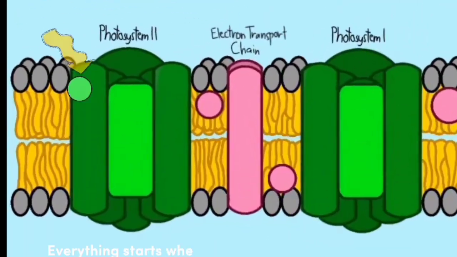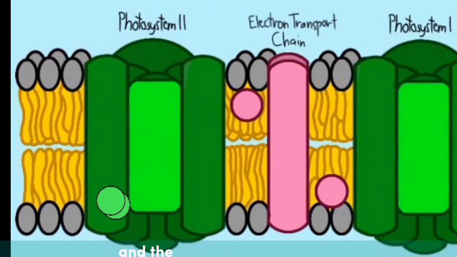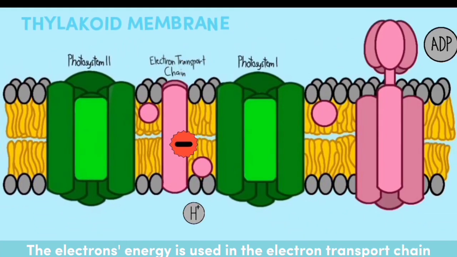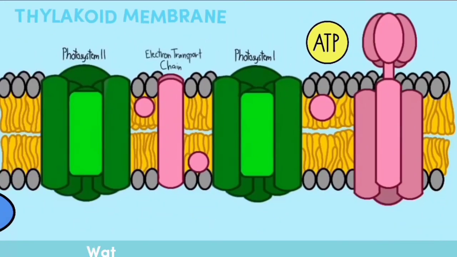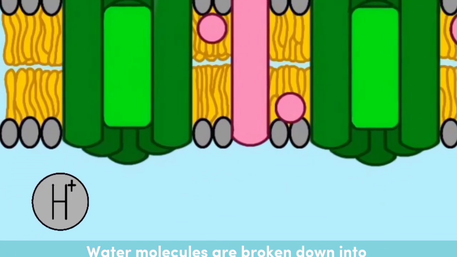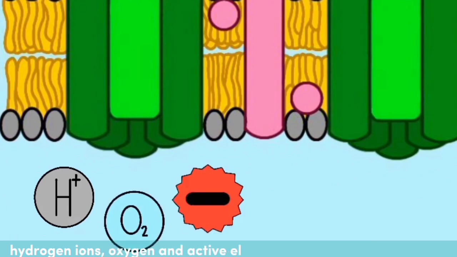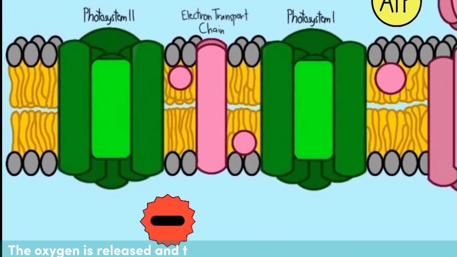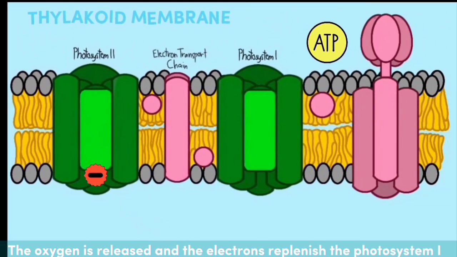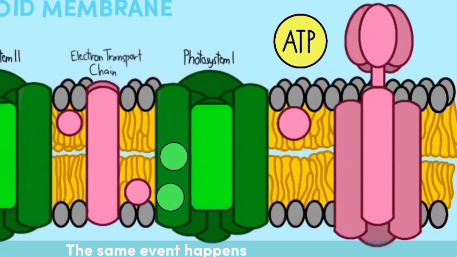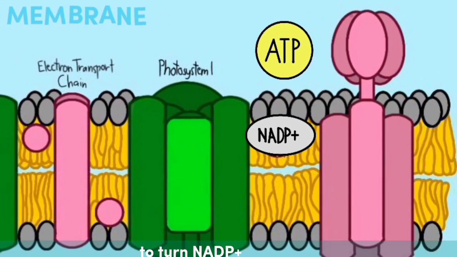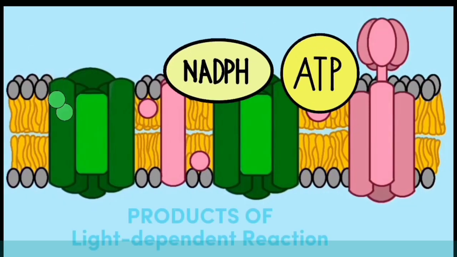Everything starts when light strikes photosystem 2 and the electrons get excited. The electron's energy is used in the electron transport chain to make ATP. Water molecules are broken down into hydrogen ions, oxygen, and active electrons with the use of enzymes. The oxygen is released and the electrons replenish photosystem 2. The same event happens with photosystem 1, but the excited electrons are used to turn NADP+ to NADPH.